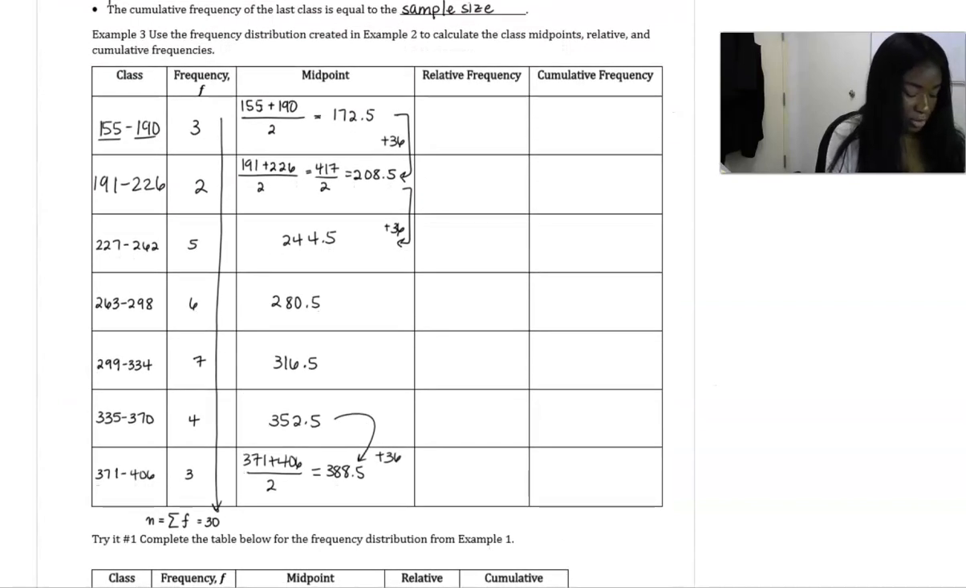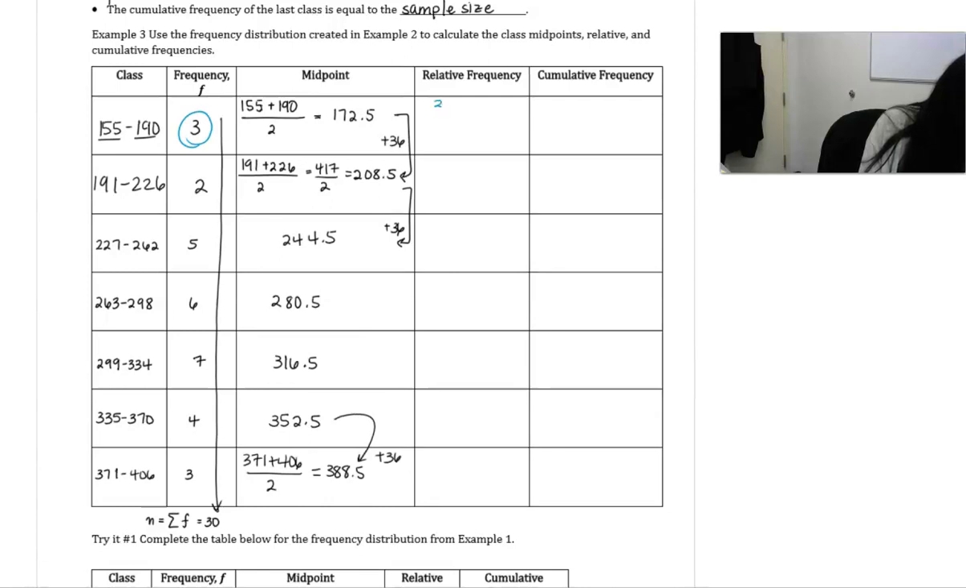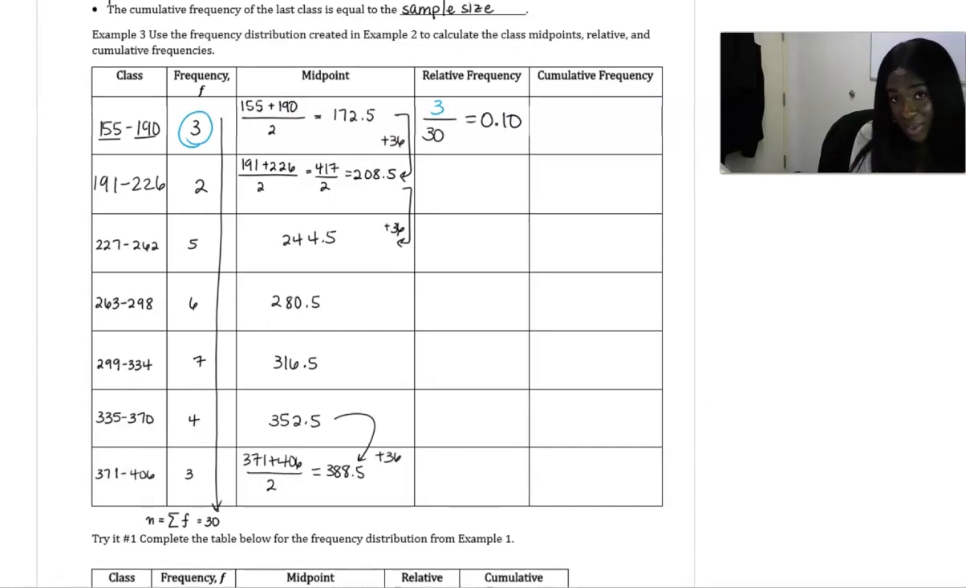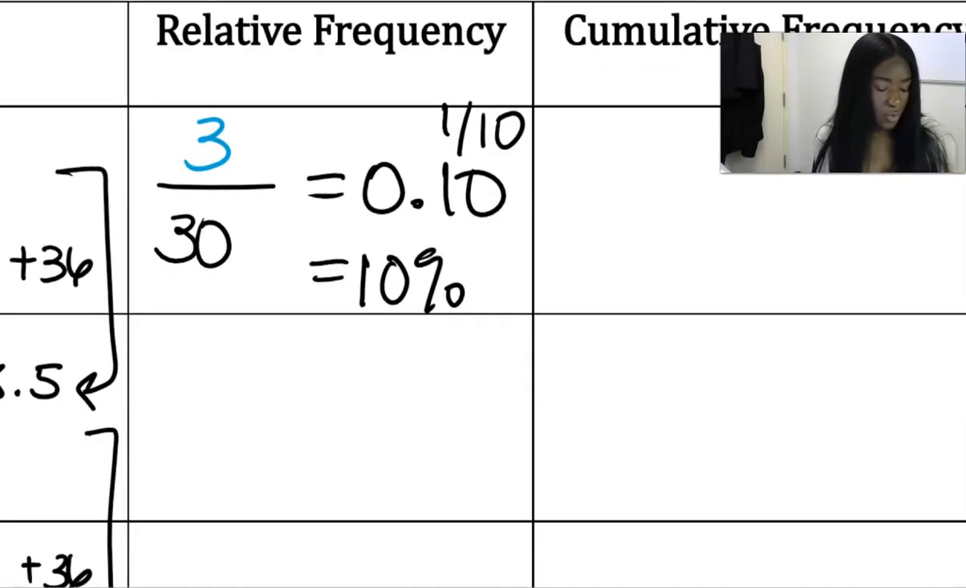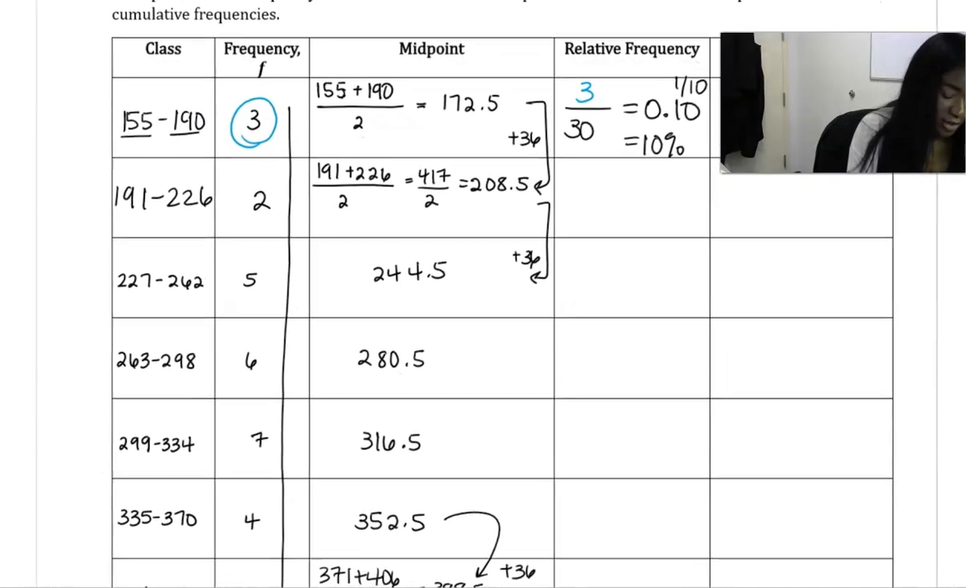So now that we know the total sample size, we can go on to compute the individual relative frequencies for each class, which we do by taking the frequency of that class and dividing it by the total sample size. So 3 divided by 30 gives us 0.1. That's a proportion. You could say 1/10 is the relative frequency, or you could say 10%. So really any one of those three answers, the fraction 1/10, the decimal 0.1, or the percentage 10%, is correct for the relative frequency of that class.